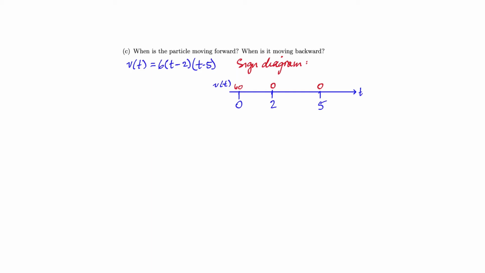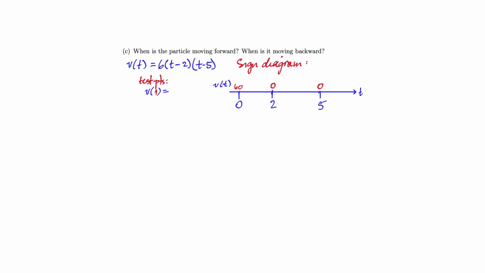Since the velocity is a continuous function, we know it can't change sign in between the places where it's 0. So between 2 and 5, it's either always positive or always negative. And between 0 and 2, it's either always positive or always negative. So all we have to do is choose one test value for t in each of these little subintervals. So between 0 and 2, I'm just going to choose t equals 1 as my test point.